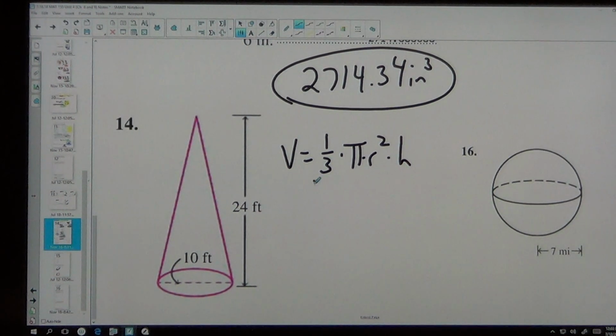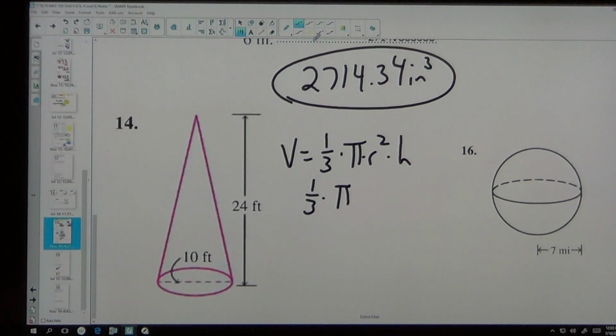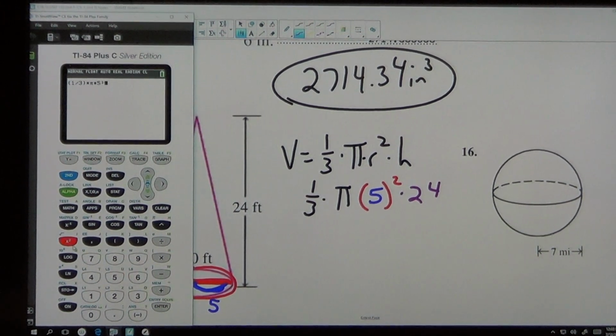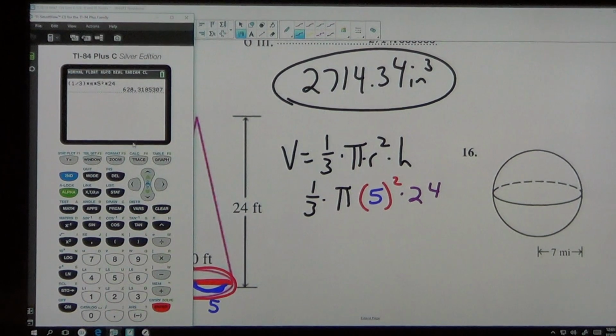Now, for this one, you have 1/3 times pi. What is my r? 10 goes all the way across, so 5 is going to be my radius. And what is my height going to be? 24. So when I type it in, it's going to be 1/3 wrapped up times my pi times my 5 squared times my 24.